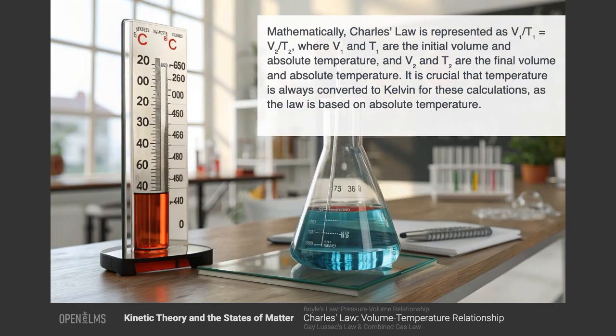Mathematically, Charles' law is represented as V1/T1 equals V2/T2, where V1 and T1 are the initial volume and absolute temperature, and V2 and T2 are the final volume and absolute temperature. It is crucial that temperature is always converted to Kelvin for these calculations, as the law is based on absolute temperature.